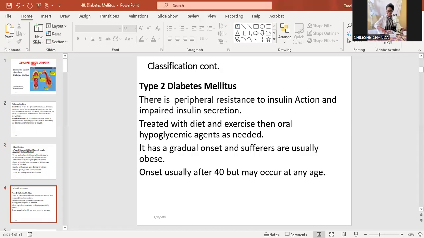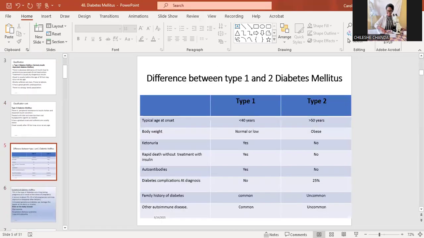So in type 2, first of all, there is resistance. The cells will not respond to insulin. Even if there is insulin in the bloodstream, the pancreas is functioning well, producing enough insulin, the cells will not respond to it. Now, this one is treated with diet and exercise, and then oral hypoglycemic agents, and it has a gradual onset. Sufferers are usually obese. Onset is usually after the age of 40, although it may occur at any age.